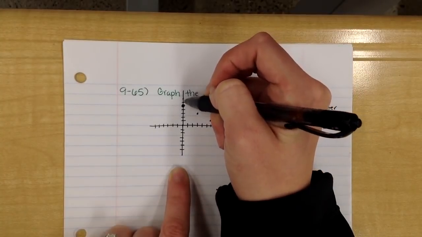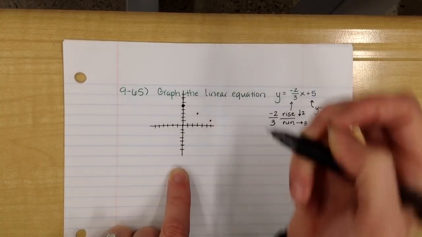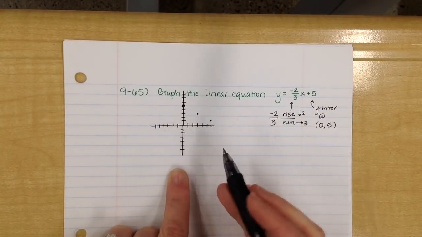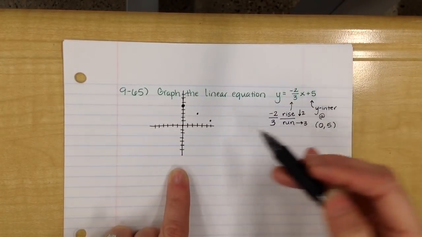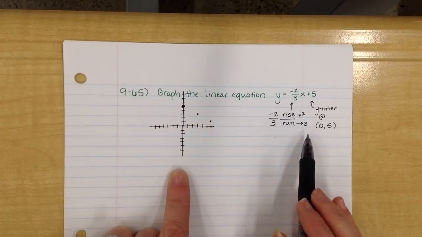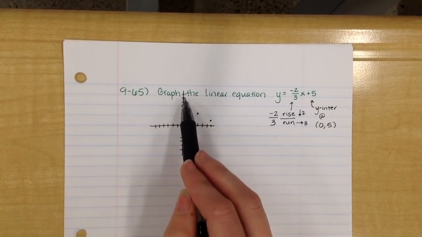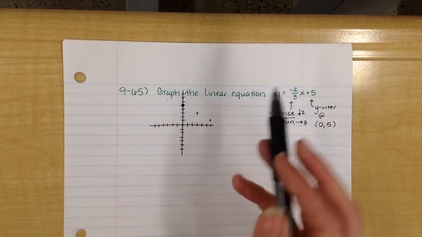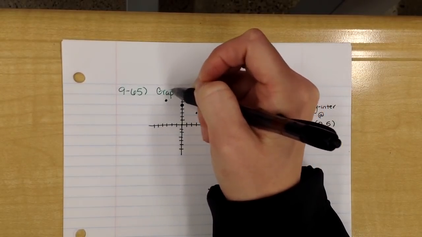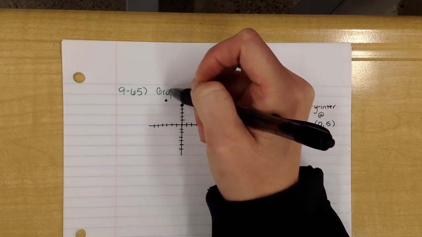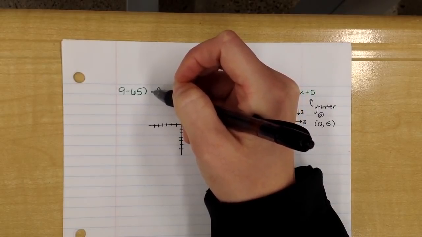Now I'm also going to go in the opposite direction, right? So we can't just go to one side of the y-intercept, we have to go opposite as well. The opposite of going down 2 is to go up 2. The opposite of going right 3 is to go left 3. So I'm going to go up 2, left 3, draw my dot over there, and then up 2 more, right about there, and draw my dot over here.